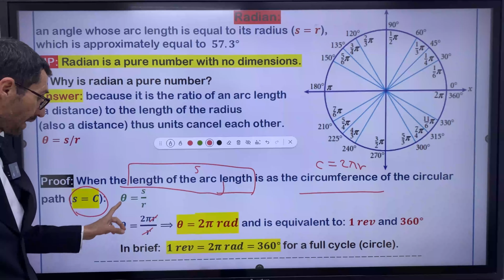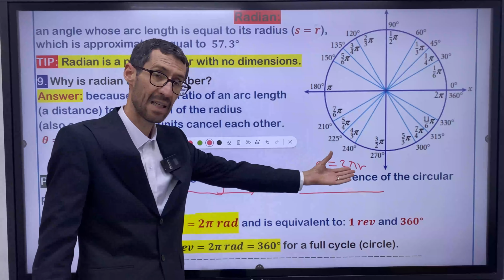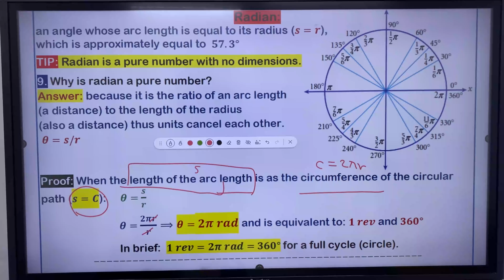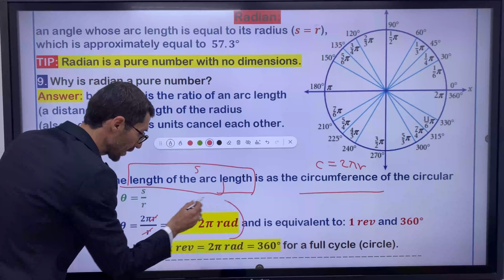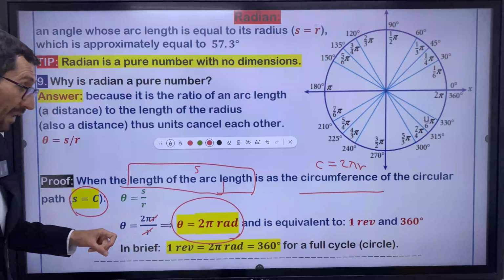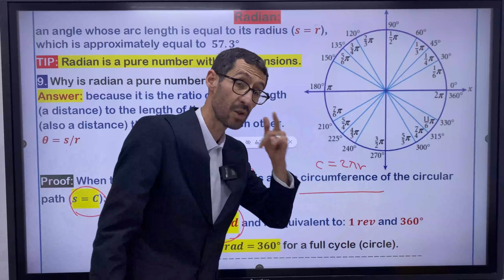That's why we started from this rule. We put this value in this equation, and we found this ratio. Theta is equal to pi rad. And 2 pi rad is equivalent to 1 rev and 360 degrees.